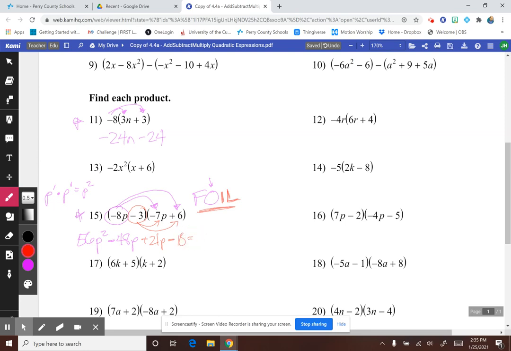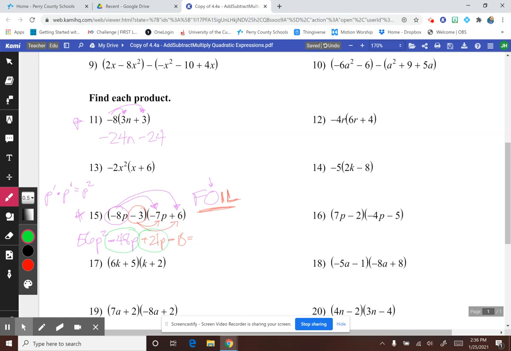And the only thing we have left to do here is combine our like terms. So remember, if I'm looking for like terms here, I'm trying to find anything that has the same variable and it's raised to the same power. So the only terms I have there that are like terms are this negative 48p and this positive 21p.